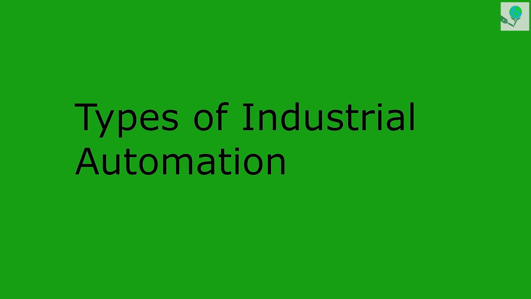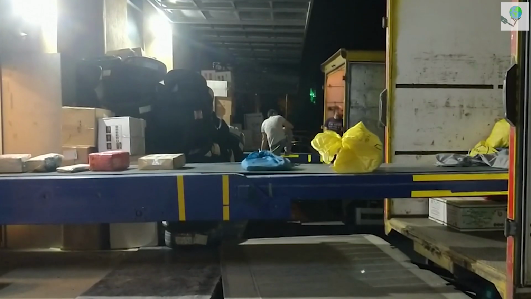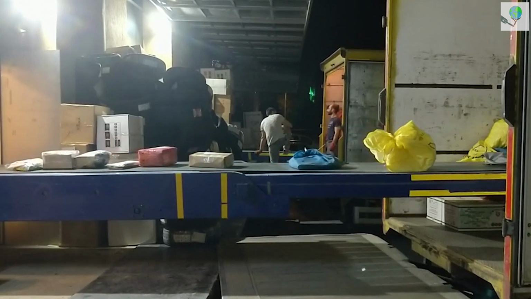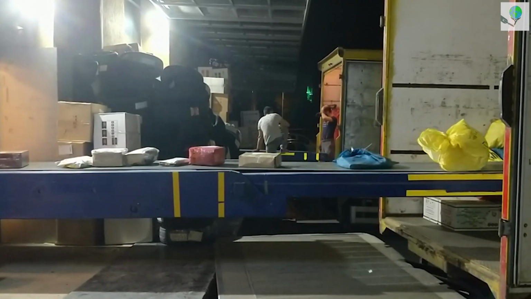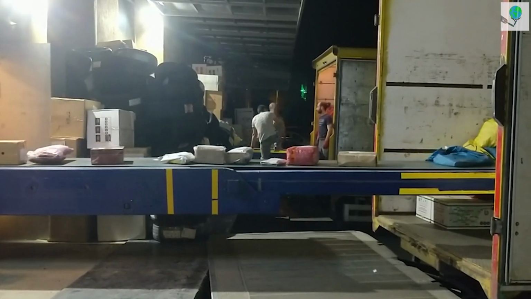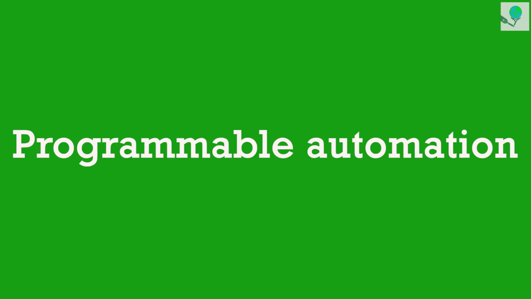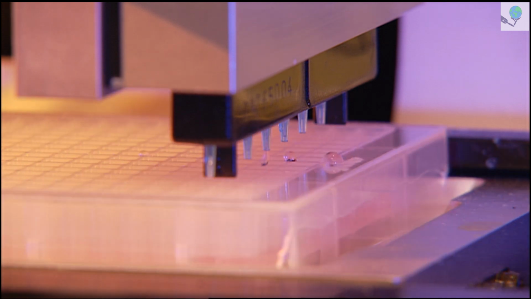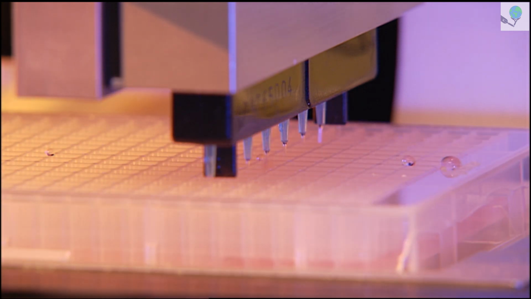Now let's go to the types of industrial automation. The first one is fixed or hard automation. As the name indicates, it is used to perform fixed and repetitive process. One of the best examples for fixed automation is the conveyors. Programmable automation. Since it is programmable, we can modify the overall control program.